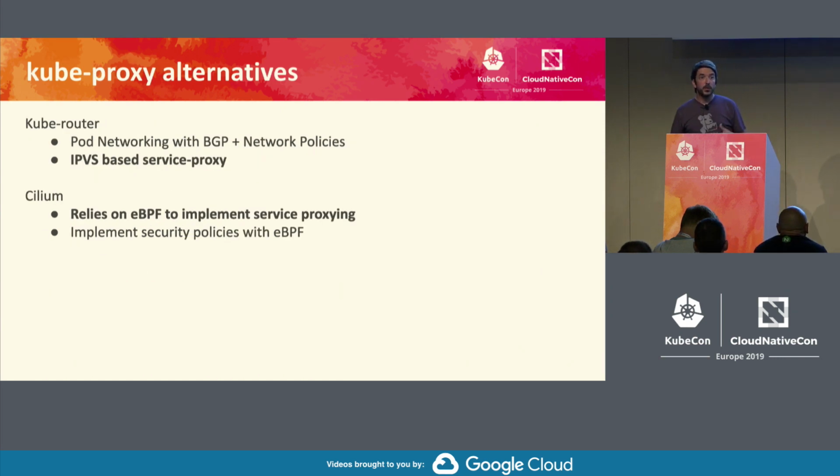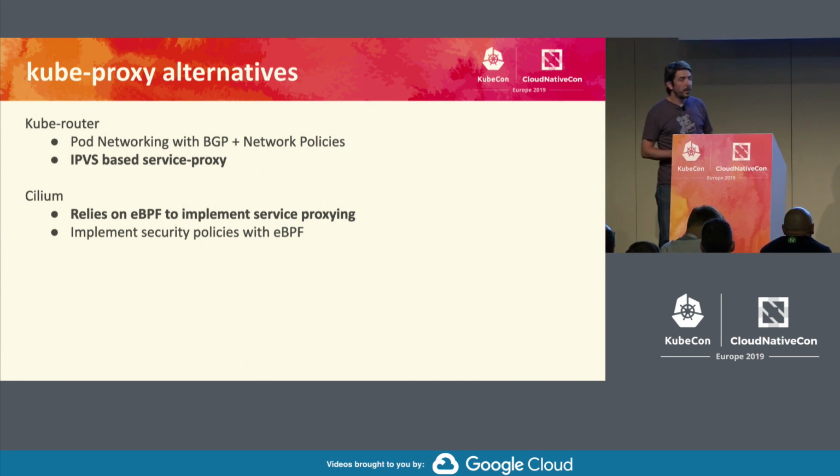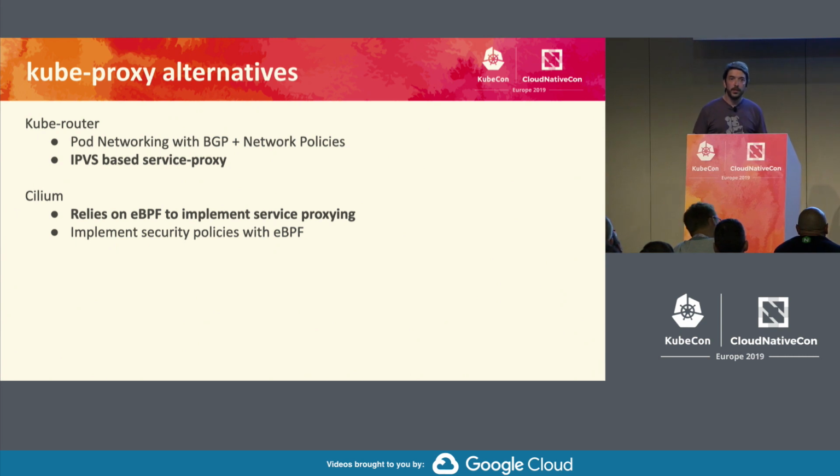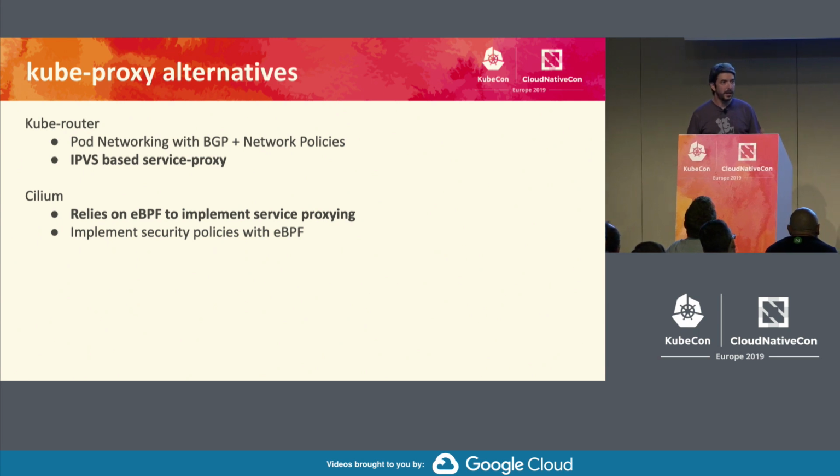So kube-proxy is one of the implementations of client-side load balancing. There are several others. Kube-router is one of them. Kube-router is doing a lot of things if you know it. It also allows you to control routing between your pods. And it also comes with service load balancing using IPVS, and it's a different implementation. Another option would be to use Cilium, which is using eBPF to do client-side load balancing, and has many other features in addition to that.